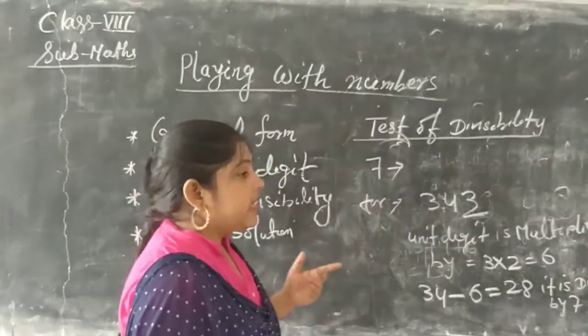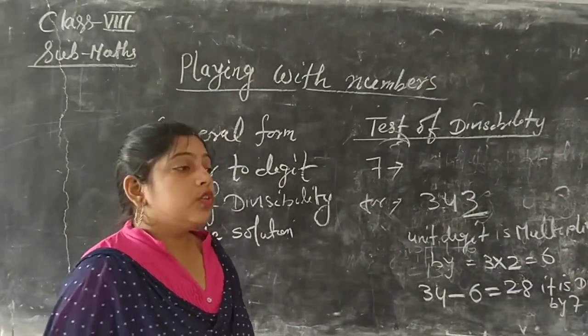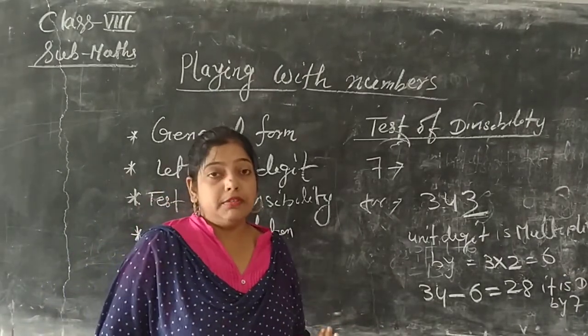Next, 8: if the last 3 digits are divisible by 8, then the number is divisible by 8.